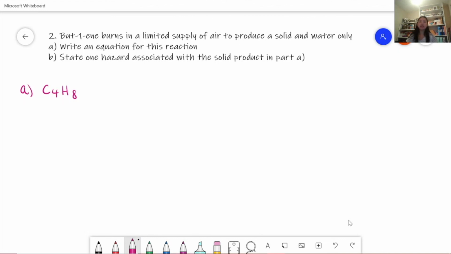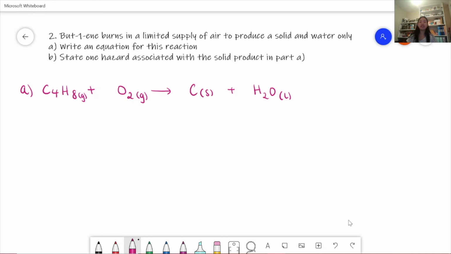And it burns in a limited supply of air, so that means we're burning it in oxygen. And because we have a limited supply of air, that means that we actually have a limited supply of oxygen. And so there are two products that we could potentially form. One of them is carbon monoxide and the other is carbon solid. And in this case, because the question says we produce a solid, that means we produce carbon and not carbon monoxide. So we produce carbon, which is a solid, oxygen is a gas, and the alkene is also a gas. And we also form water, we've been told.